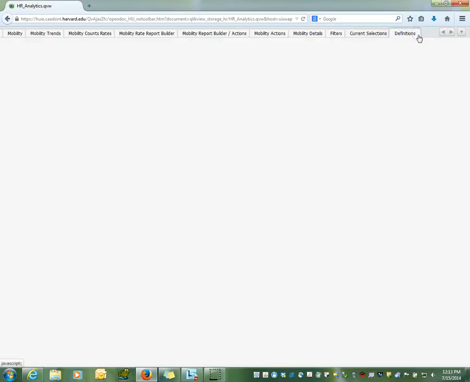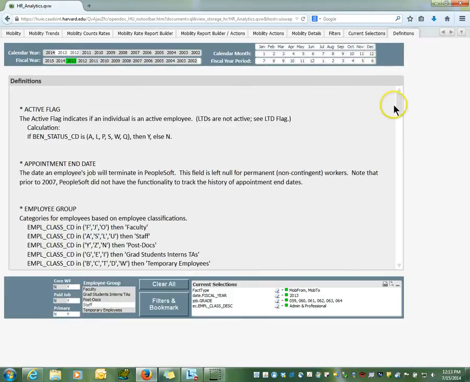And finally, the definitions page. These are about the definitions that are active throughout the whole application. So employee grouping is relevant for demographics, for mobility, for costing, terminations, etc.